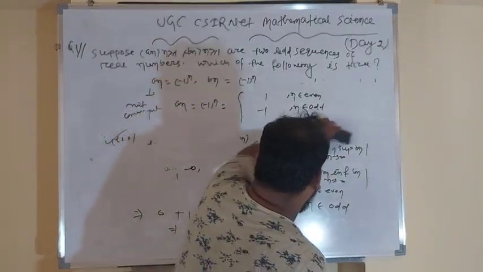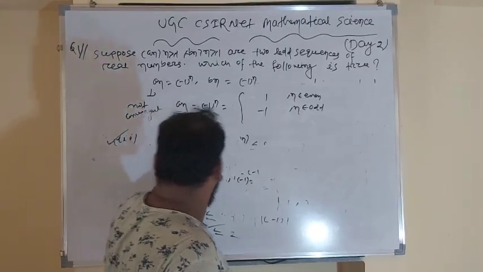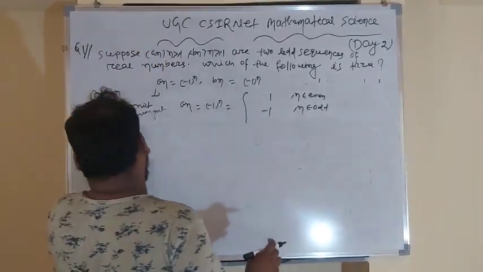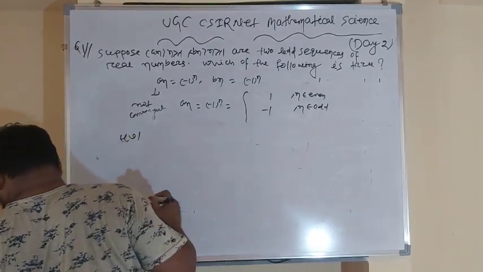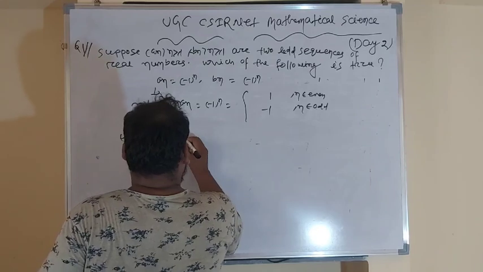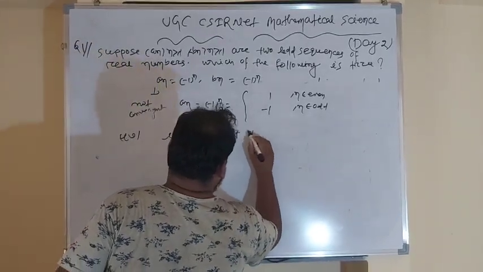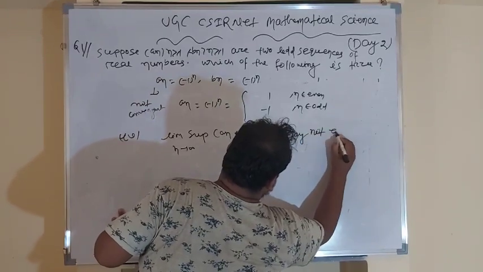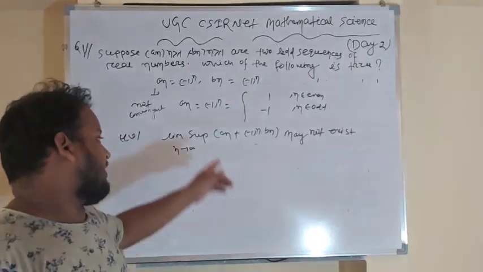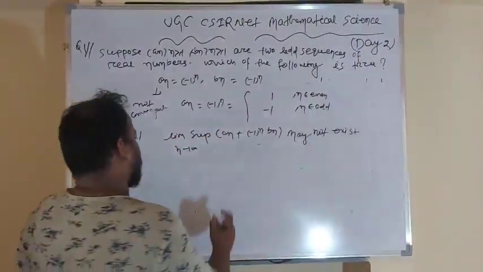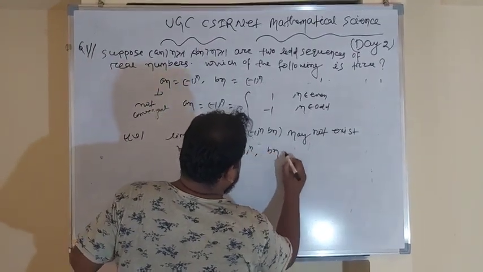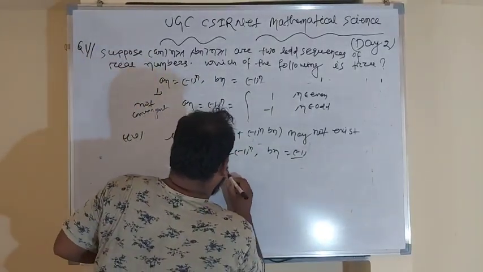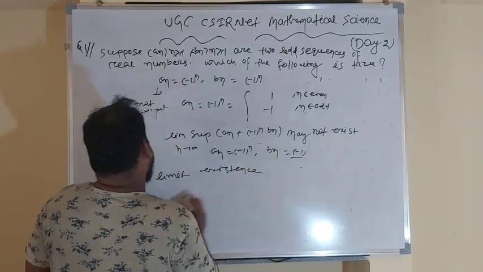Option 4 is limit supremum of an plus (-1)^n over n into bn as n tends to infinity, which may not exist. Will this limit exist or not? The limit will definitely exist. Why? (-1)^n over n is bounded, bn is also bounded, the constant is bounded, so the limit exists because bounded sequences have limit supremum. So option 4 is discarded.